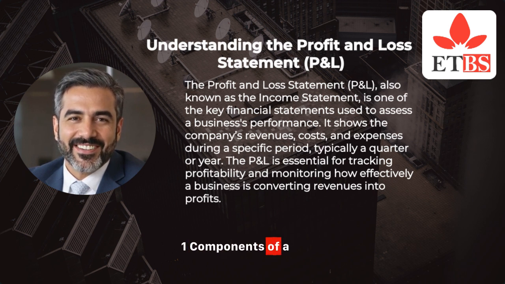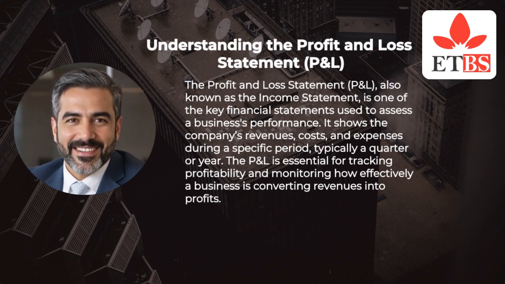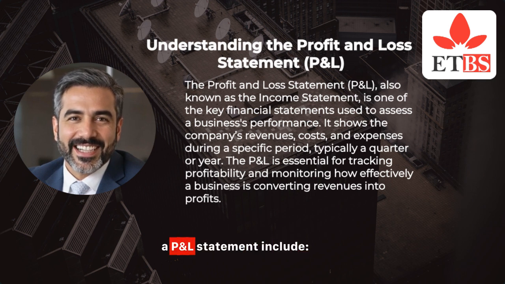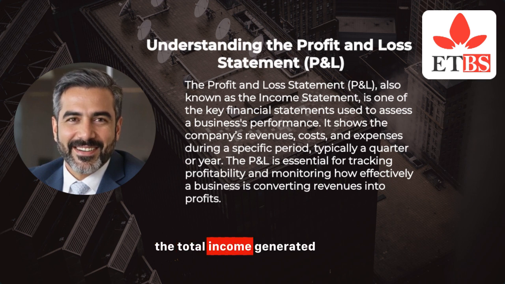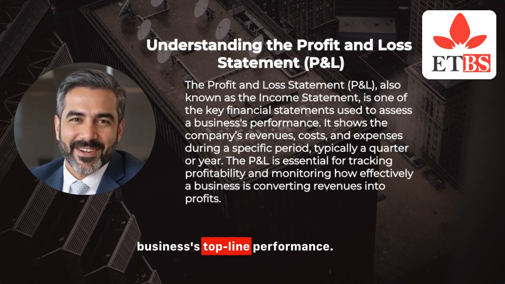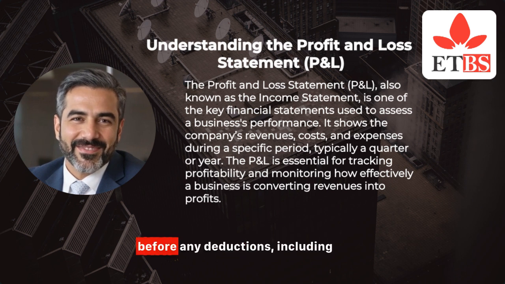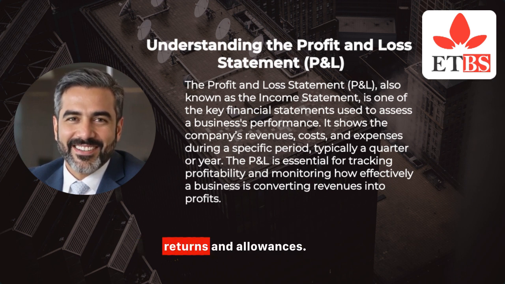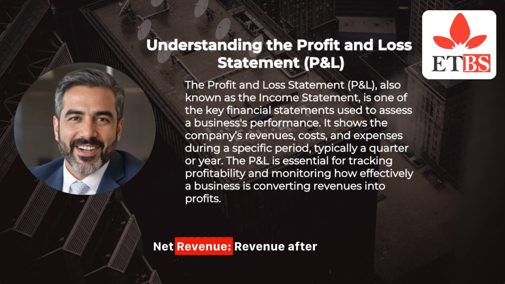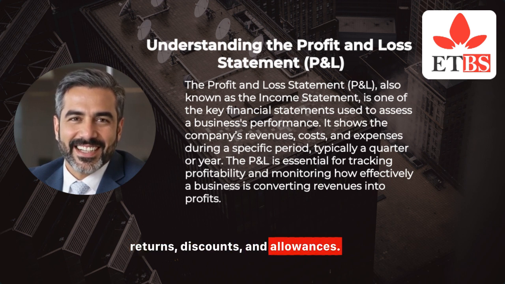1. Components of a profit and loss statement. The main components of a P&L statement include revenue, or sales. This is the total income generated by the sale of goods or services. It is typically the first line in the statement and reflects the business's top-line performance. Gross revenue: total sales before any deductions, including returns and allowances. Net revenue: revenue after returns, discounts, and allowances.